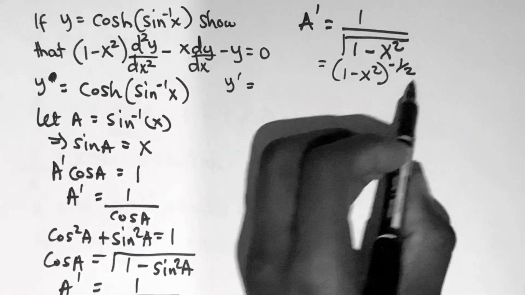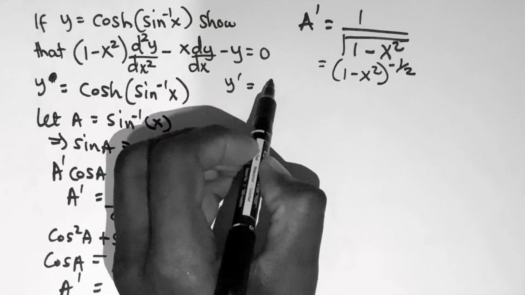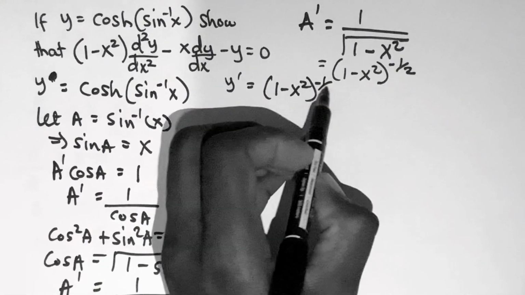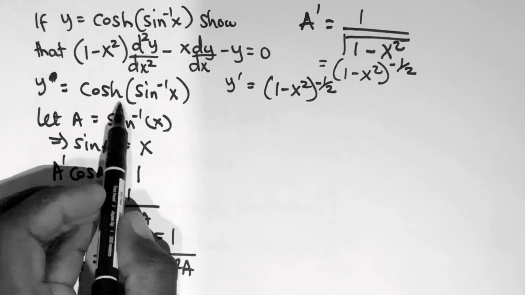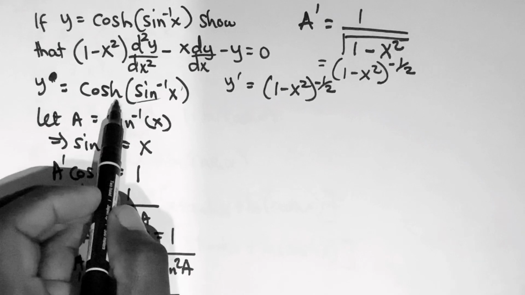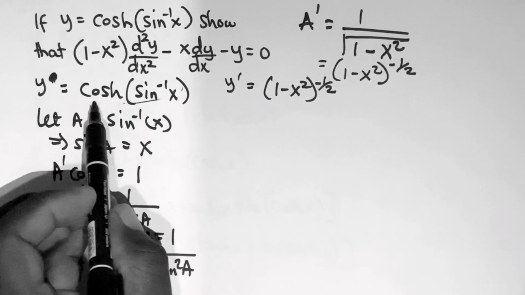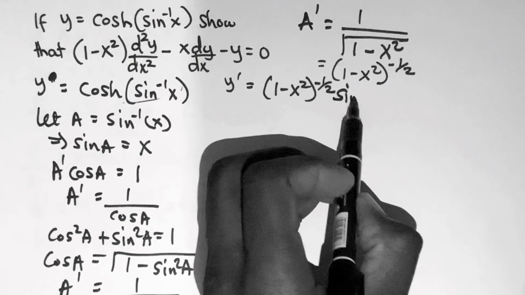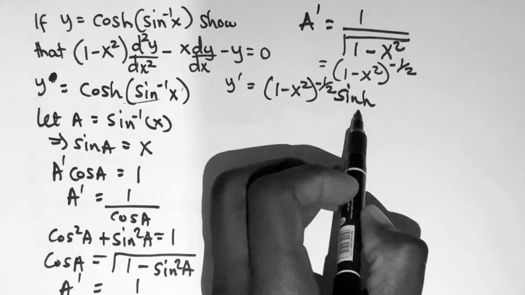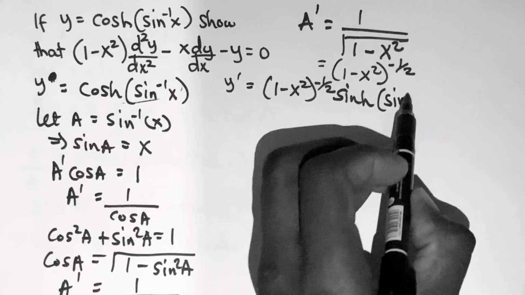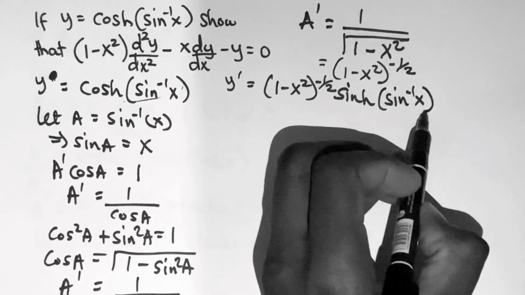So I'll rather write it like this. So this is equal to (1 minus x squared) exponent minus 1 over 2. Then you differentiate the whole function. If you differentiate cos x, it is going to be sinh. So here we're going to get hyperbolic sine, so sinh of (sine inverse of x).